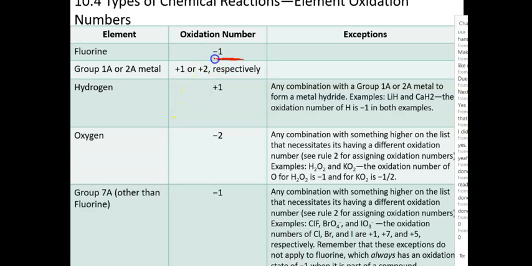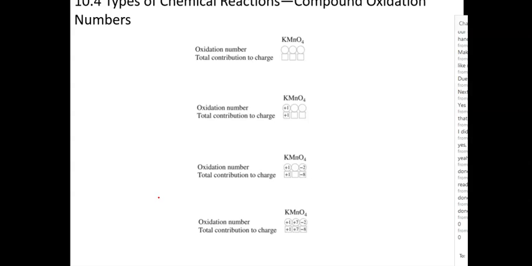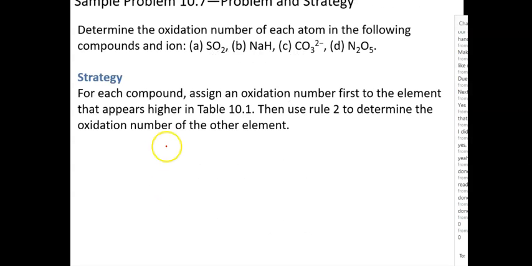And all right, here is where they kind of talk about it. Fluorine is always a -1. Hydrogen is a +1. It can sometimes be a -1. Oxygen is always a -2. And we won't worry about that one right there for right now.